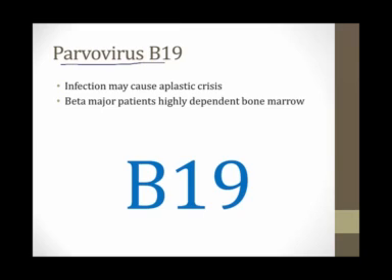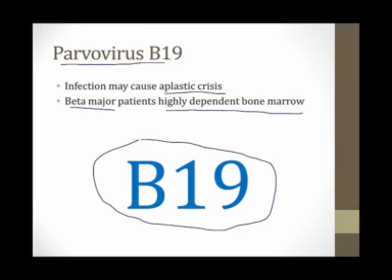This is a virus that infects red blood cell progenitors in the bone marrow, and it can cause what's known as an aplastic crisis, which is a very severe anemia. Patients who have beta thalassemia major are highly dependent on their bone marrow to produce whatever red cells it can, so if the bone marrow is knocked out by a B19 infection, they can become very sick. This also happens in patients with other severe anemias like sickle cell anemia.